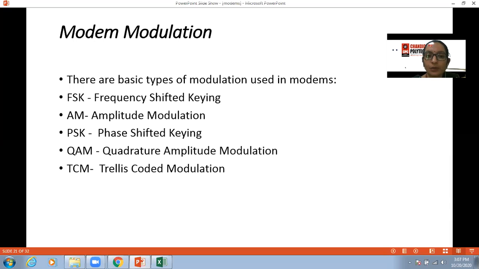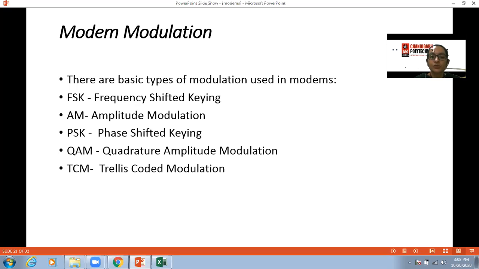So let us start with the modem modulations. We already studied the basic types of modulation used in modems. First one is FSK, second one is amplitude modulation, third one is phase shift keying, fourth one is QAM, that is quadrature amplitude modulation, fifth one is TCM. FSK, AM, PSK and QAM we already studied in our previous lectures.